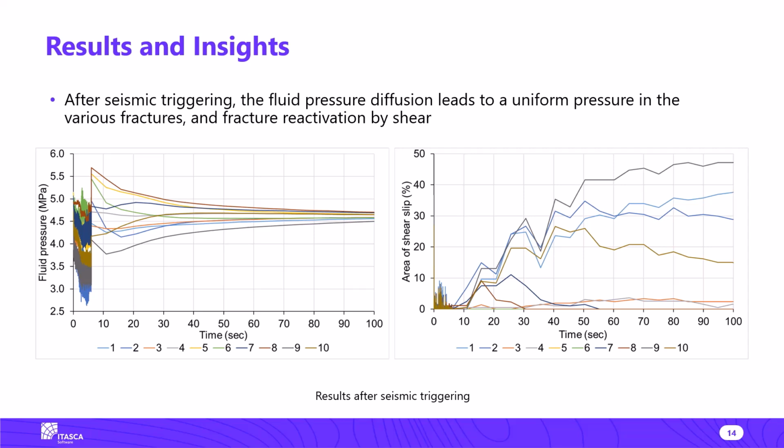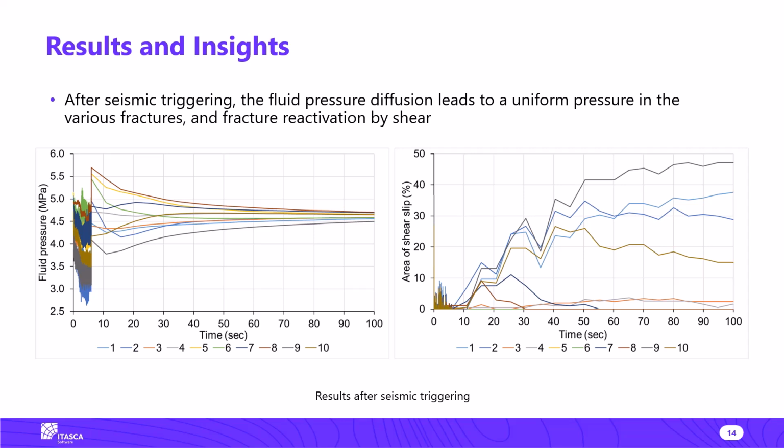The results show that after the seismic event is stopped at 6 seconds, the fluid pressure continues to vary because of fluid pressure diffusion. And at approximately 100 seconds, the fluid pressure in the various fractures is approximately the same. This is because the flow connects all the fractures until a uniform hydraulic head is reached. The time necessary for fluid pressure diffusion is approximately 100 seconds, which is larger than the duration of the seismic event, which is 6 seconds. So this result explains the small diffusivity of the fluid pressure during the seismic triggering.